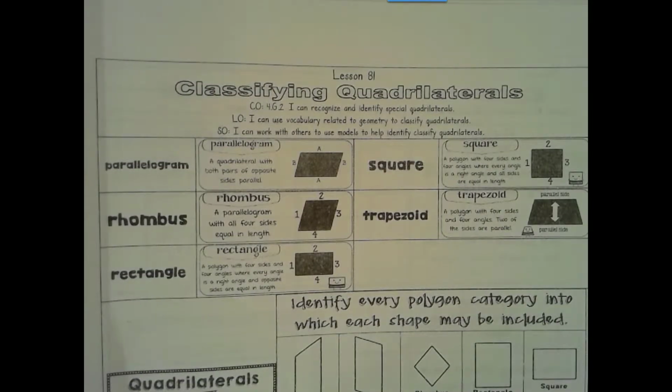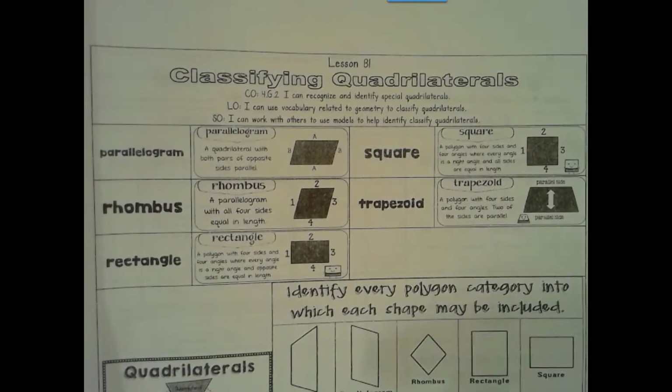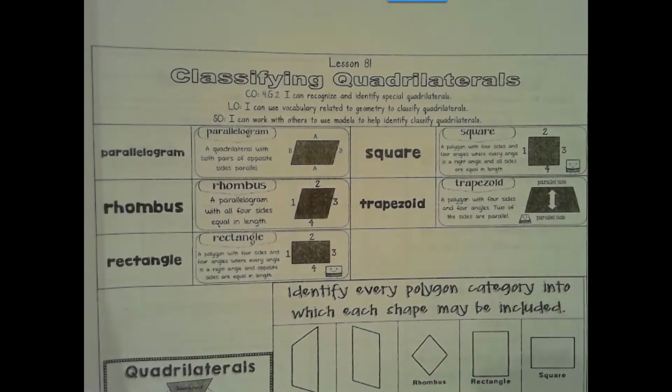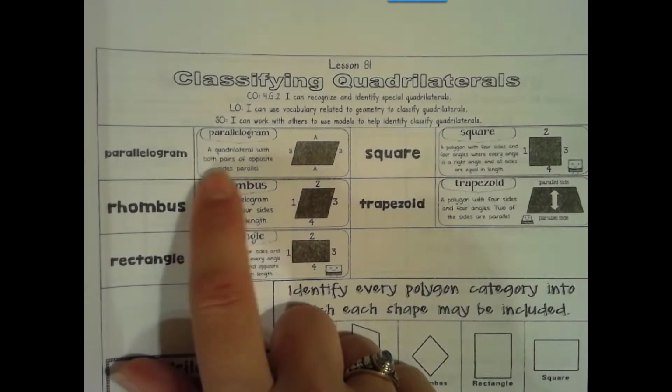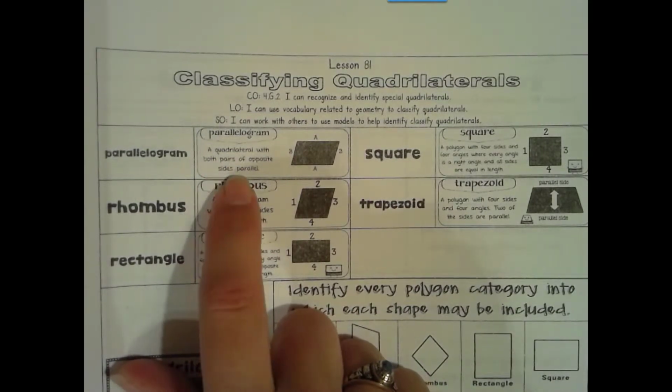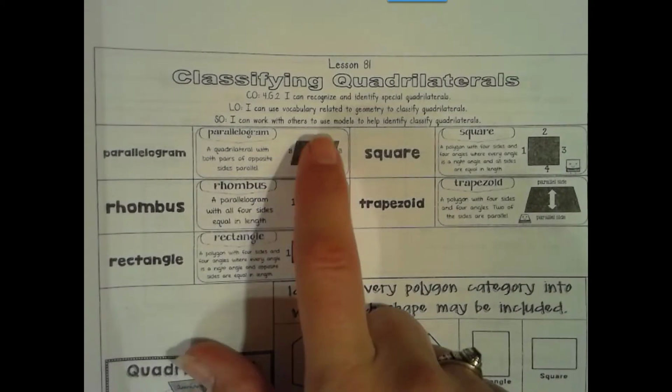So here are the main quadrilaterals that we're going to talk about. Remember, quadrilateral, quad means 4 sides. So 4-sided shapes, these are our special ones. So here we have a parallelogram. A parallelogram is a quadrilateral with both pairs, meaning 2 sides, of opposite sides parallel.